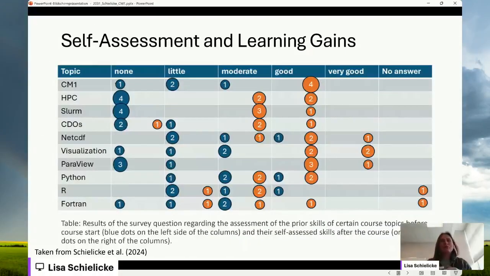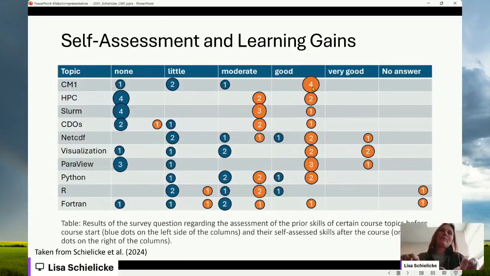The first time I did this block course, I just had 4 students, and I asked them to self-assess what they know before the course and after the course. So I asked them how well they know CM1, HPC, visualization techniques, etc. And their answers before the course are all given in blue. Most of them are at, I have no knowledge, or little knowledge, or maybe moderate. And after the course, the answers are given in orange.